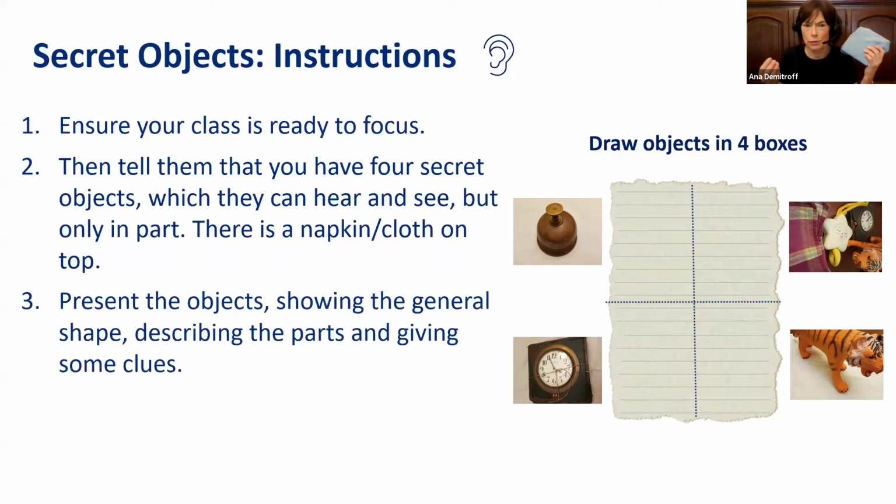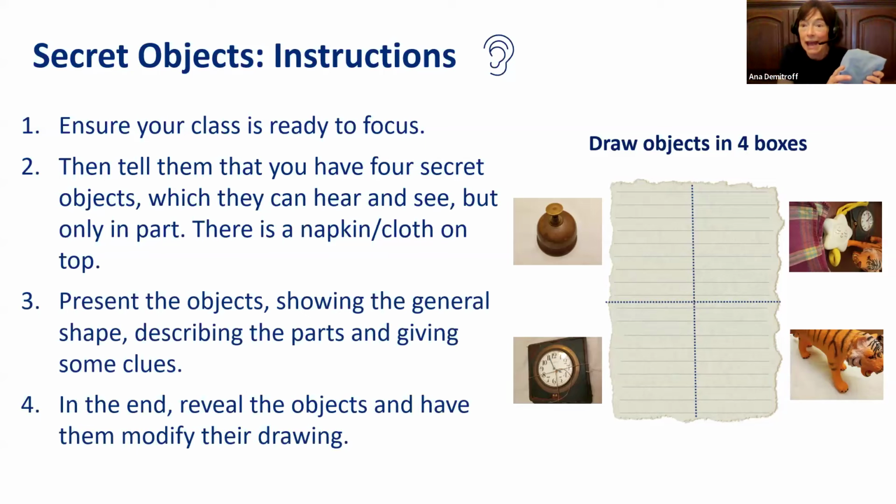You give clues. You present the objects one by one, showing the general shape, giving them indications about the material, describing the parts and giving clues. For example, with the clock, I say it's got 12 numbers, or it has 12 numbers, a face and hands. And then after, you reveal the objects and have the students modify their drawings.